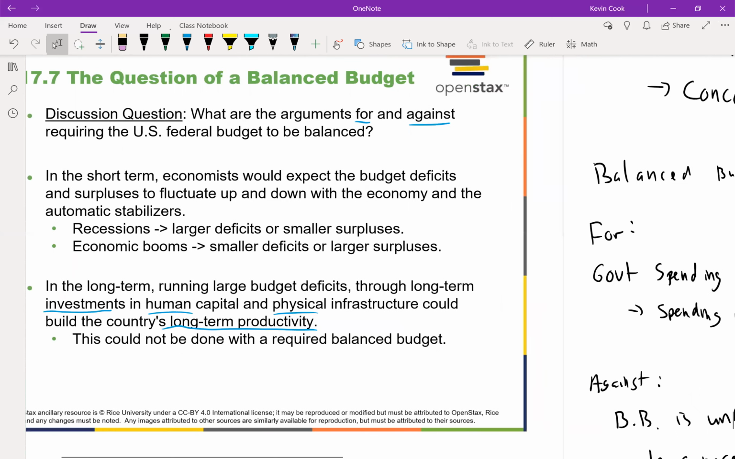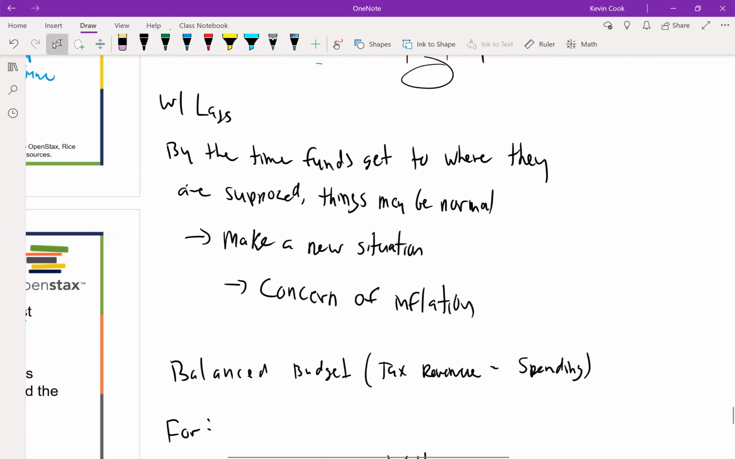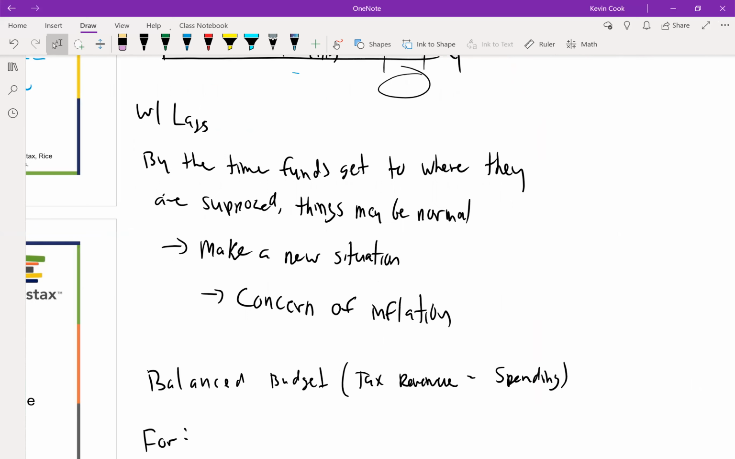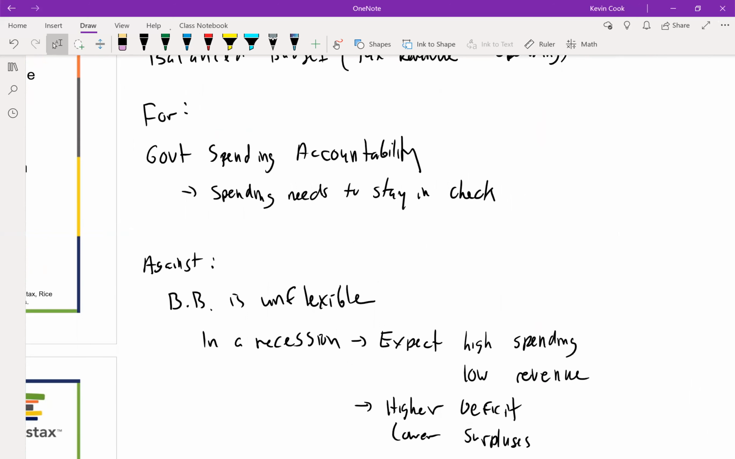But again, we have our case for it and against it. There's probably some sort of middle ground where we say maybe we don't have to have a strict balanced budget, but maybe we can find some way to keep our spending accountable, right? Just like myself, if I go out and try to buy a $10 million home, I'm going to get told no because I don't have the money to be able to pay it off. Similarly, maybe we want to have some sort of check on our national debt so that we're not going too crazy with it.